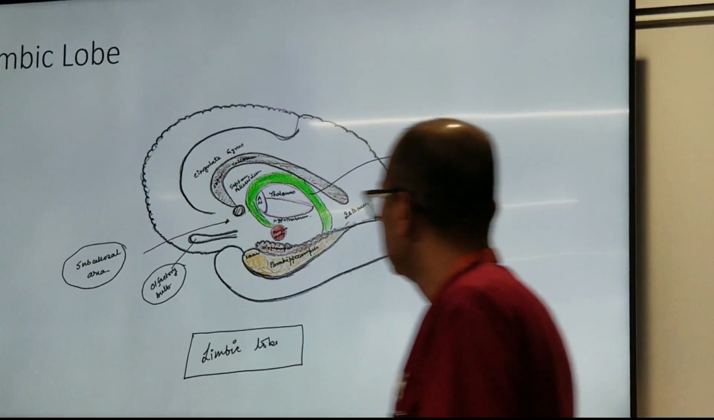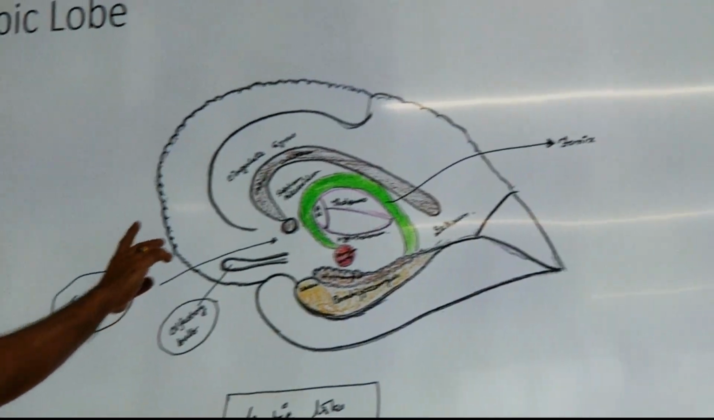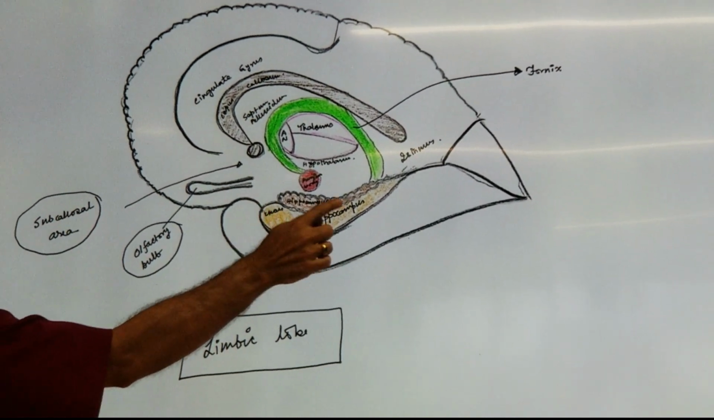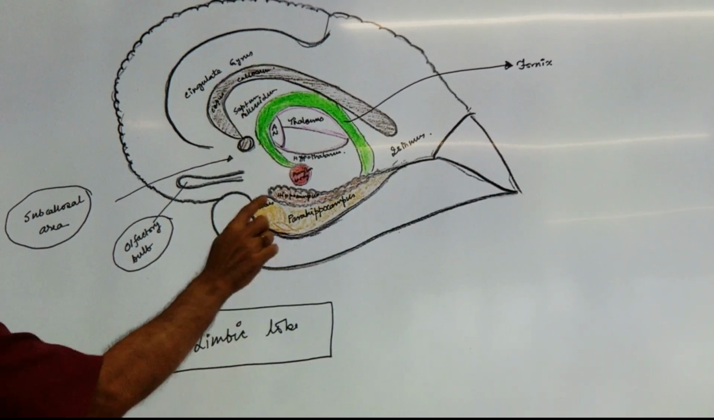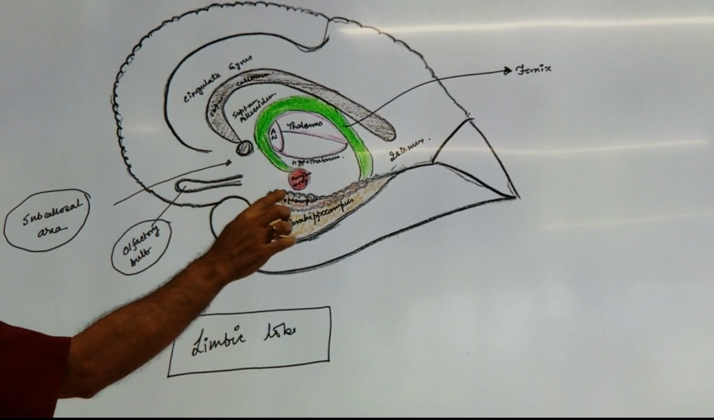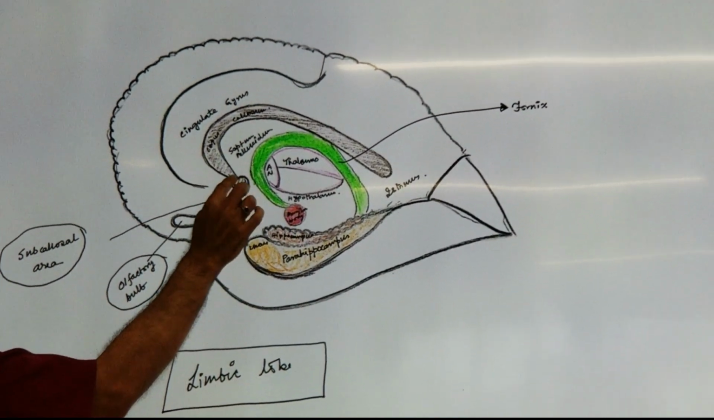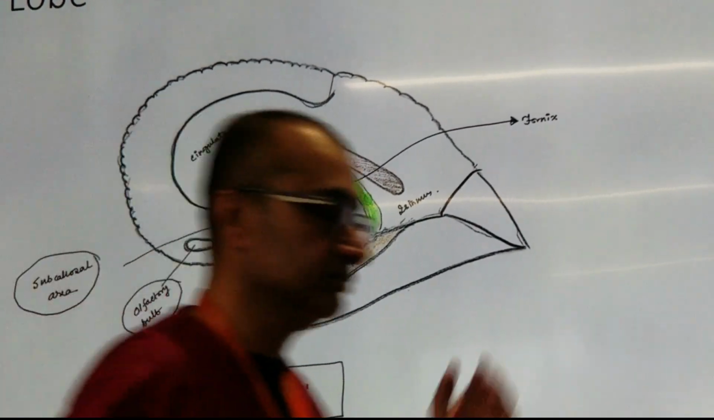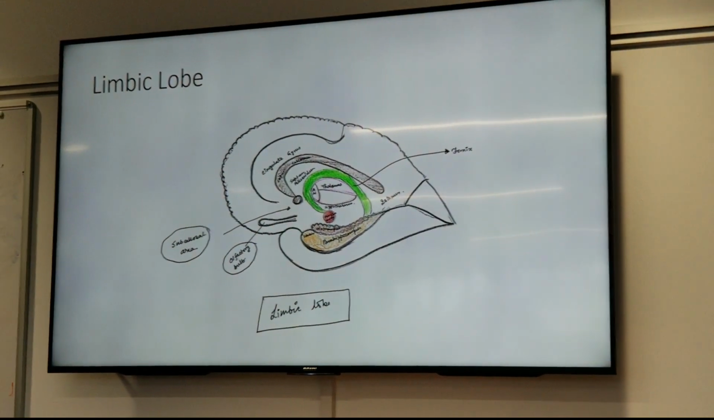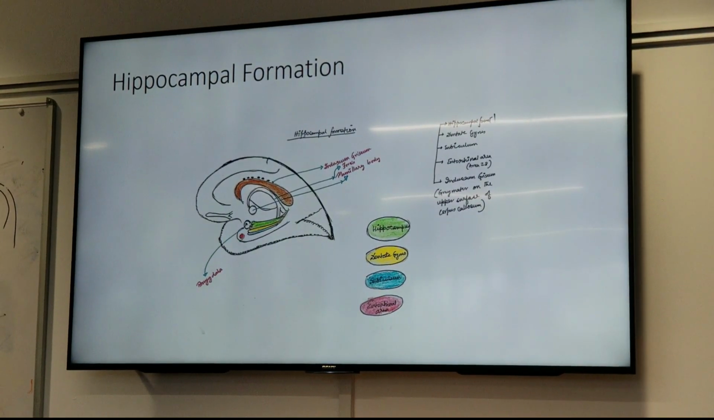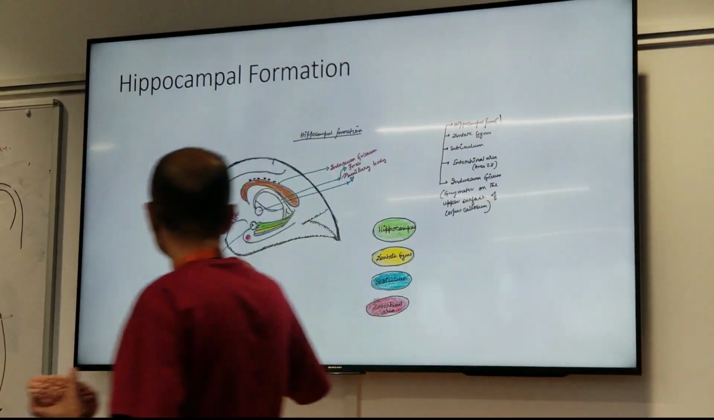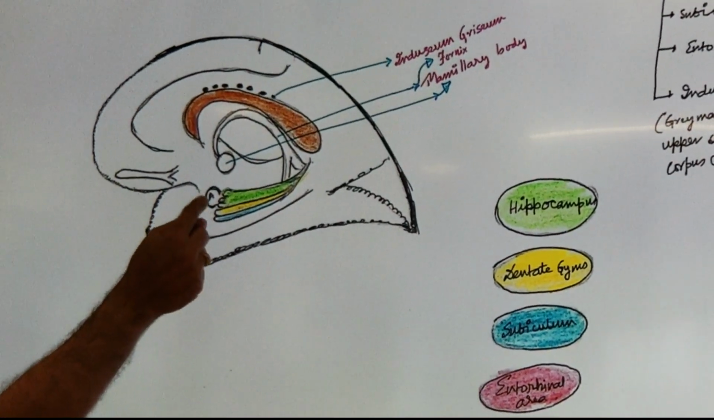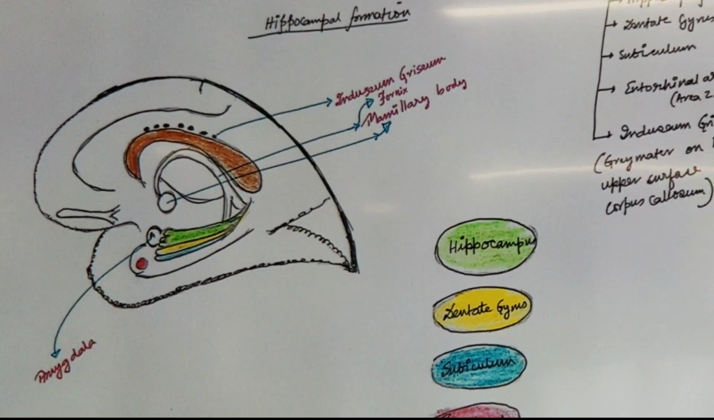Here is another similar image: cingulate gyrus, isthmus, parahippocampus. Inside is the hippocampus and the olfactory bulb, and you have got the mammillary body. For the subcortical, obviously hippocampus is there, which is inside the parahippocampal gyrus, and amygdala is an important part, as is the uncus.